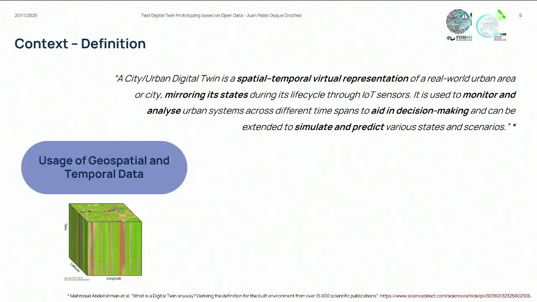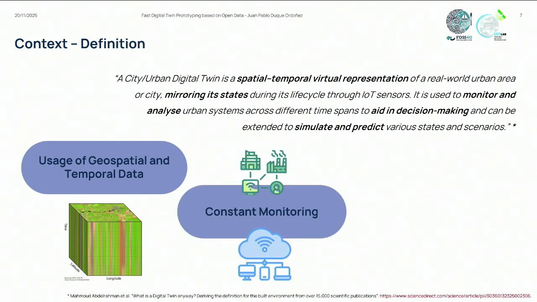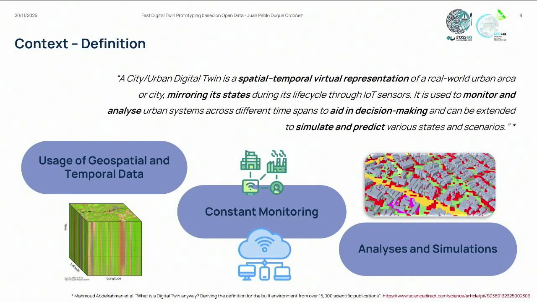So in summary, the usage of geospatial and temporal data is important for urban digital twins. It's a spatial thing and a temporal thing, so you can go back, you can go forward, and you can visualize in the world. Then you also have the constant monitoring part. There should be a two-way communication between the system and the real world. And finally, the analysis and simulation: you should be able to operate on the digital, virtual visualization of the real world.